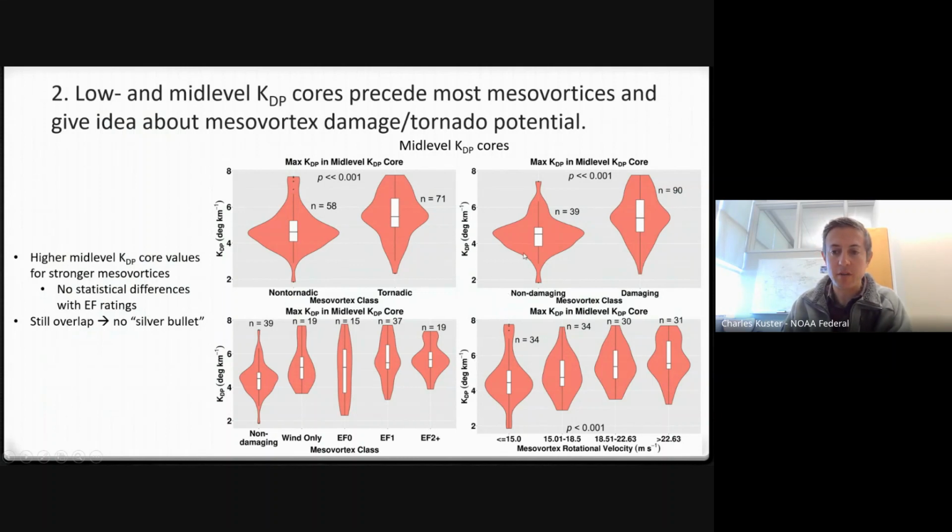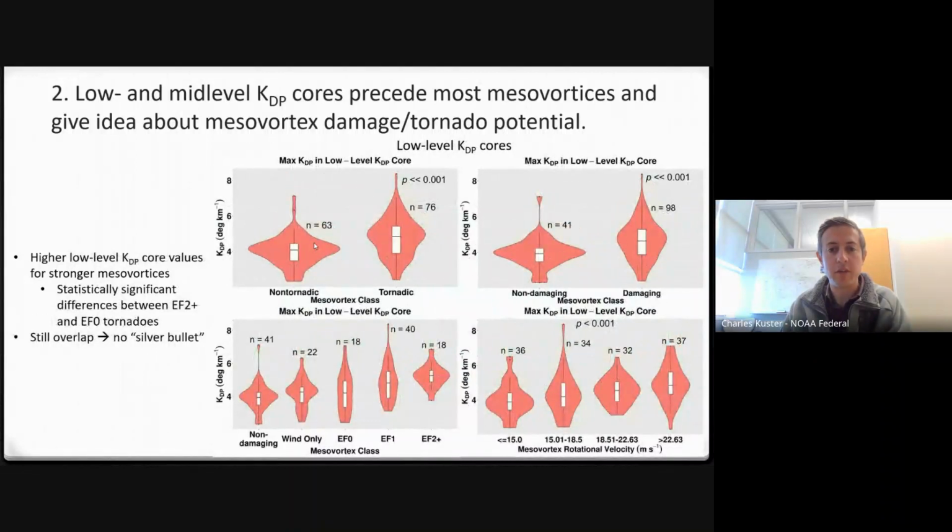And I do want to mention that there's overlap. So you can see that we have values of KDP cores. If we pick about 4.5, the value of 4.5 in KDP sits relatively close to the median of non-tornadic. It's below the 25th percentile of non-tornadic, but there are tornadic mesovortices occurring where the distributions overlap. So like I mentioned early on, no silver bullet. All of these things are just confidence builders to get to a final decision point, but they're not a standalone decision point.